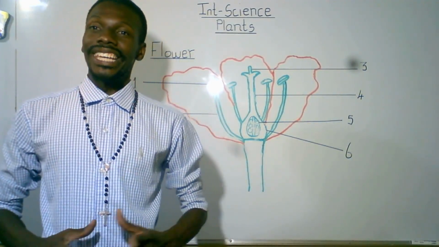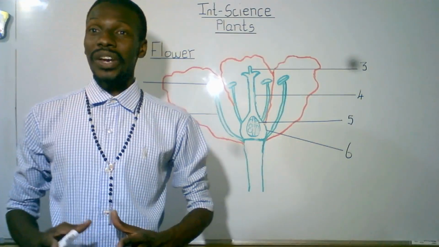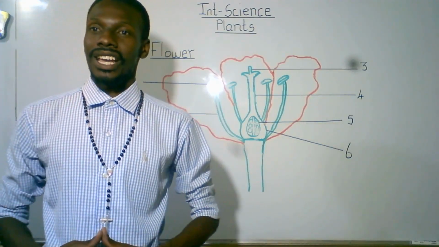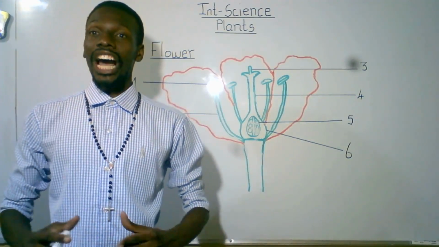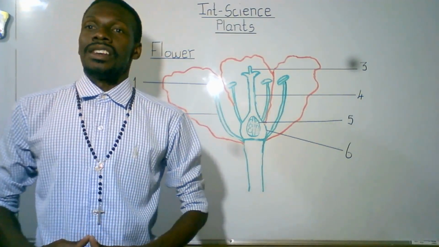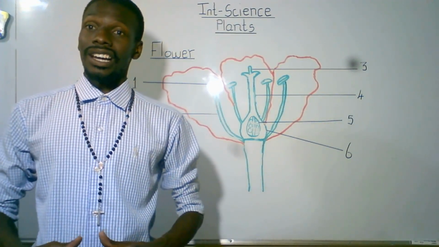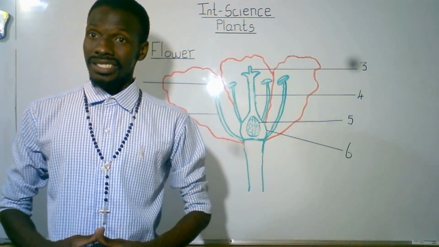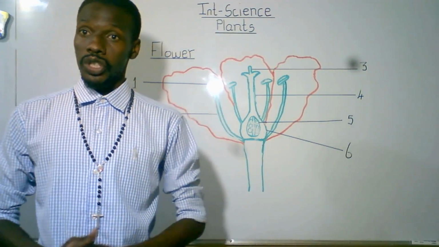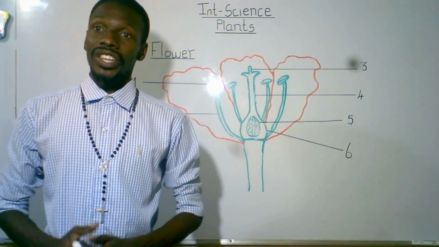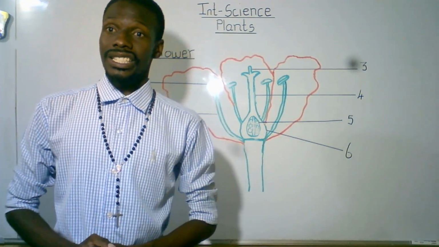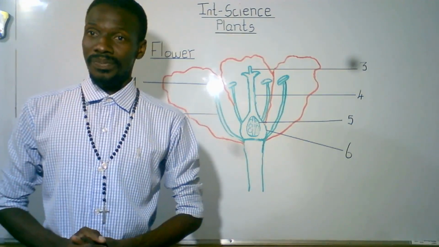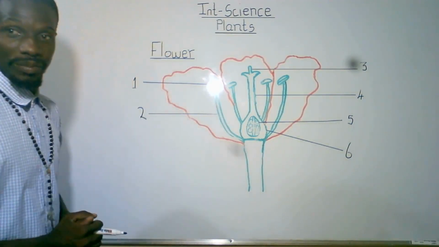In this integrated science video we're going to discuss plants. Plants are basically divided into two: flowering plants and non-flowering plants. Flowering plants are plants that produce flowers. So in this video we're going to discuss the parts of a flower. Let's take a look at my drawing.